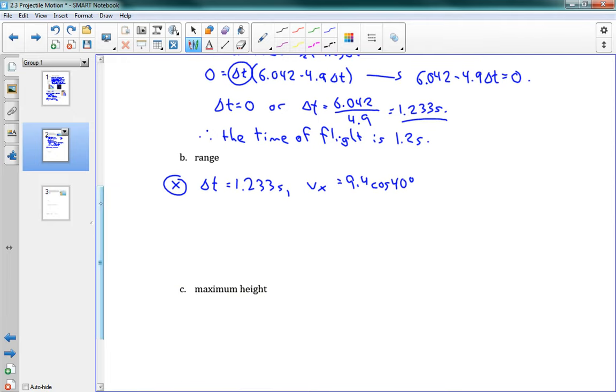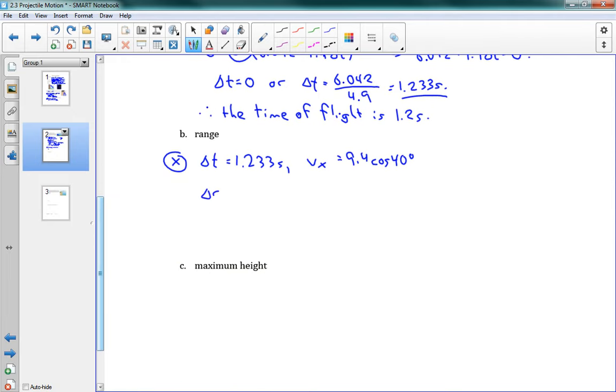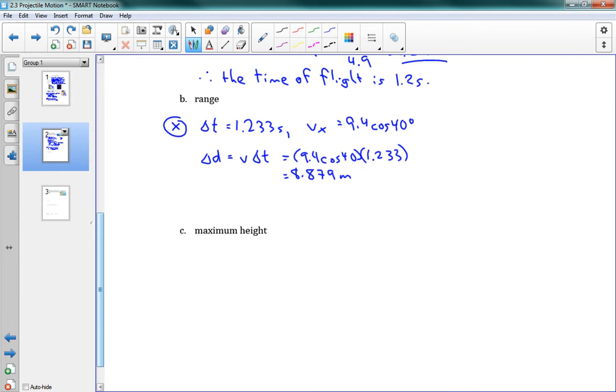And I'm just going to leave that as it is. I'll put my equation here, delta D, I want to get the range. This is equal to V delta T. And I can put in some numbers here. 9.4 cosine 40 times 1.233. This gives me 8.879 meters, which rounds nicely. We can say, therefore, the range is 8.9 meters.